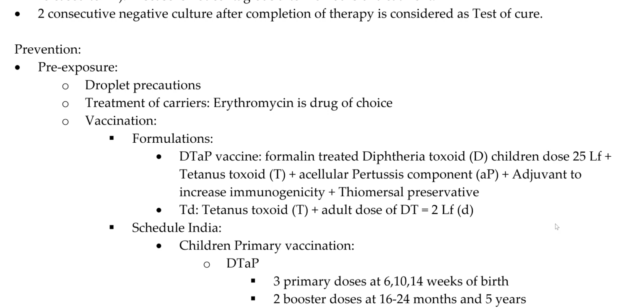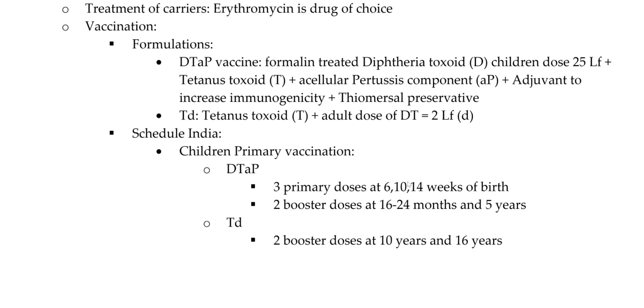Now, because my book basically caters to Indian students more, I have included schedules in India. What is the schedule of DPT vaccination in your country? You can post it in the comments, and I would happily like to include it in this book. So in India, the primary vaccination, I think in most places it will be more or less similar. But in India, what we use is DTaP. We use three primary doses.